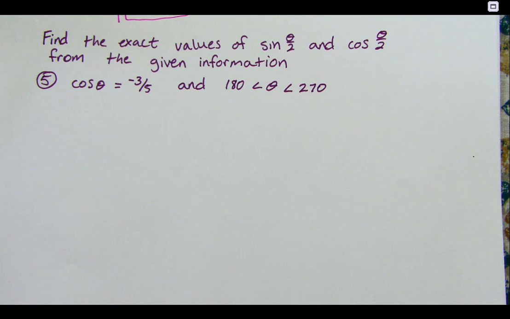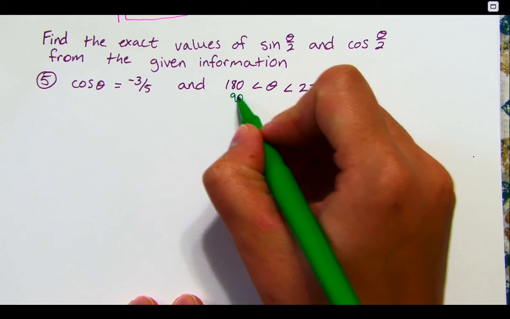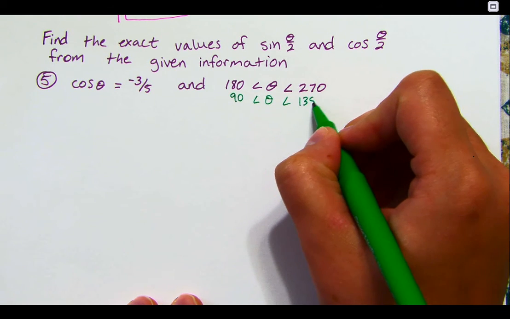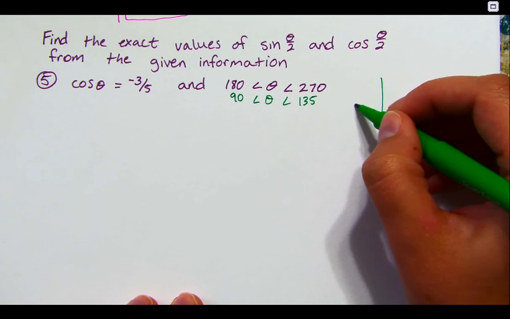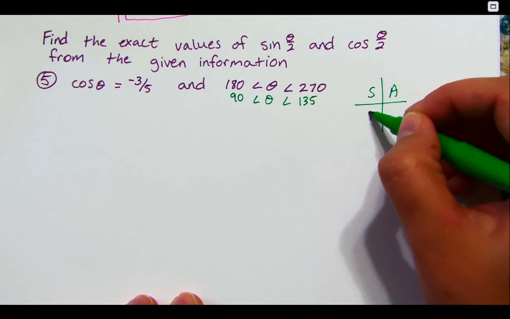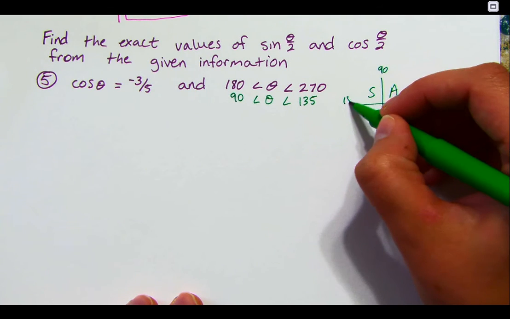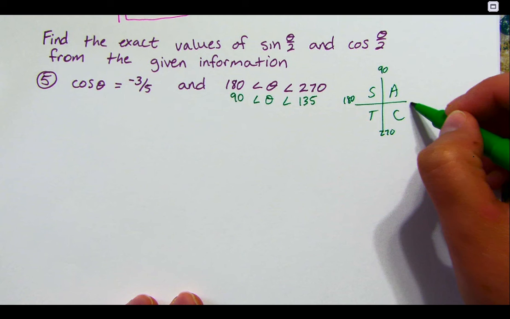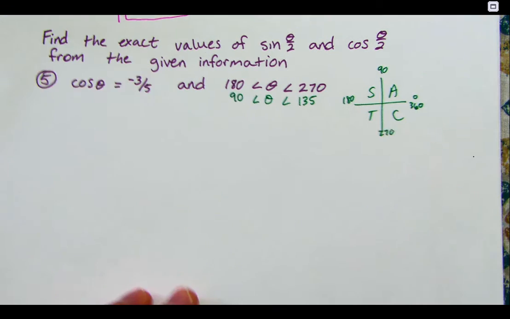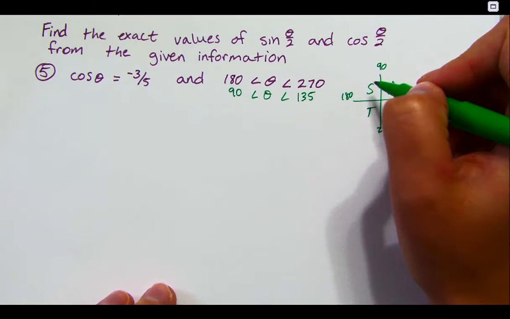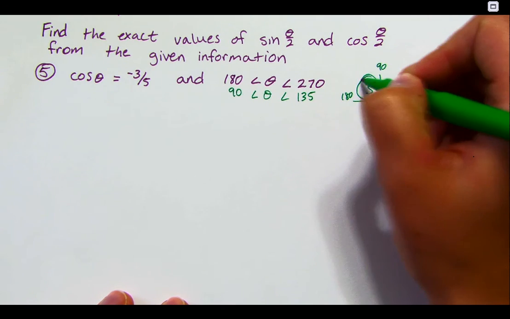So 180 divided by 2 is 90. And then 270 divided by 2 is 135. So all students take class. And if you need to, this is the 90, 180, 270, 360. Okay. So if our answer is between 90 and 135, that is going to put us in this quadrant.